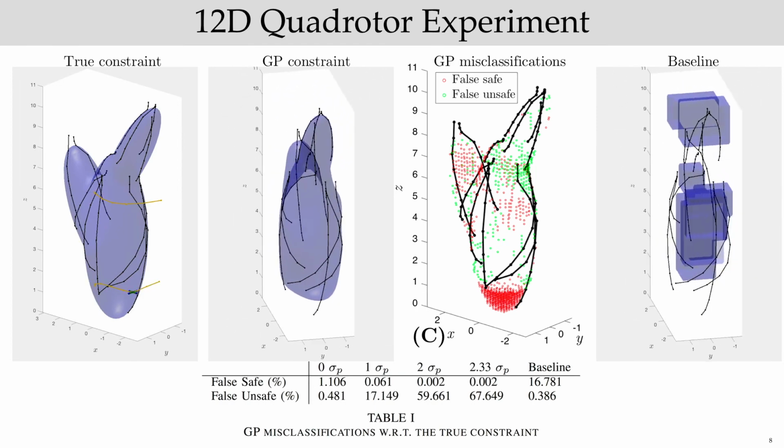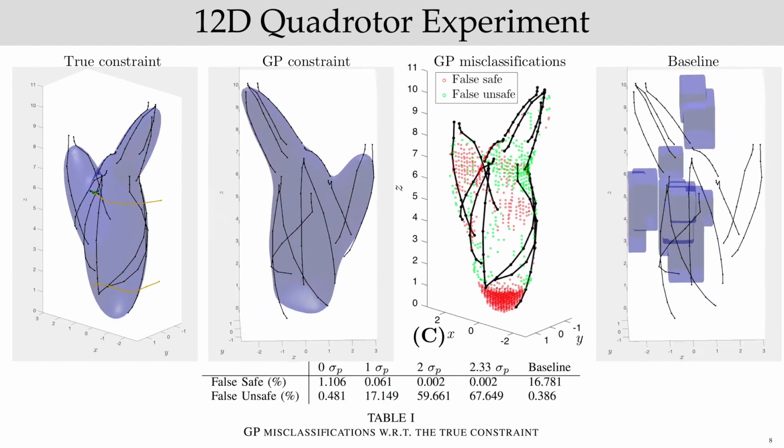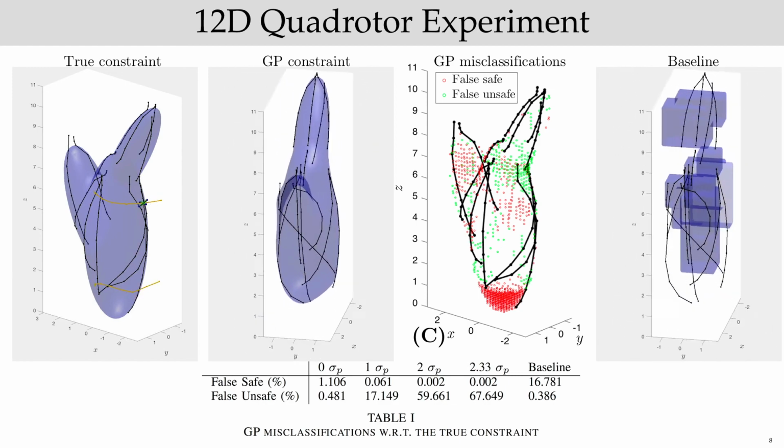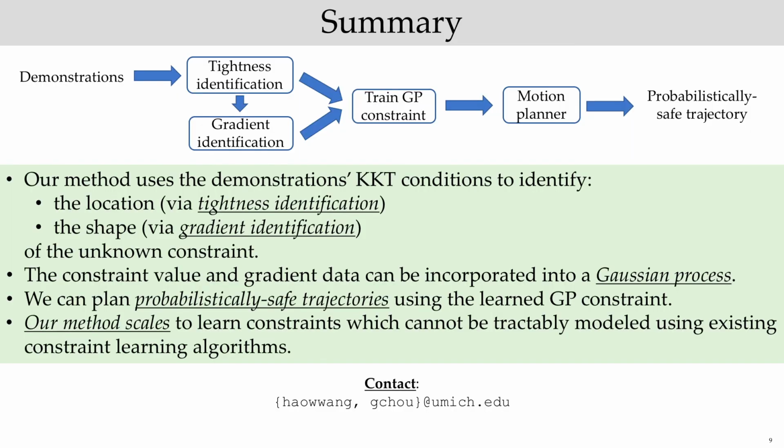In contrast, previous constraint learning methods, which approximate unknown constraints as unions of boxes, fail to accurately recover the constraint. We conclude with a summary of our work.